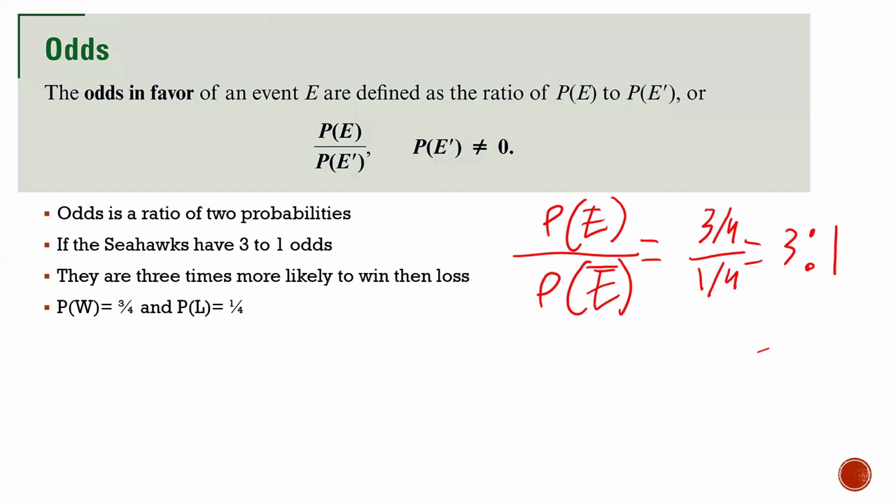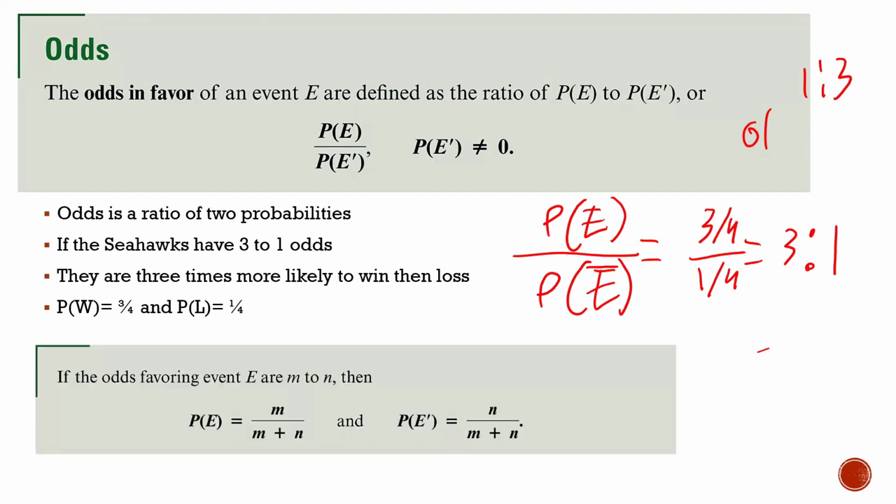So odds can be 3-to-1 or 1-to-3. That's also a possible odds, right? The difference between odds and probabilities is that odds compares the probability of an event occurring to its complement, while probability is just the probability of an event occurring. Do we get the distinction?